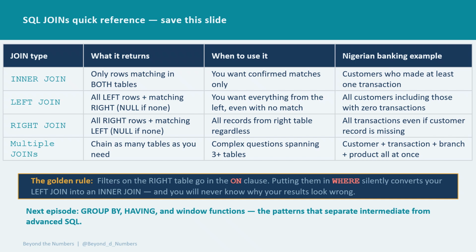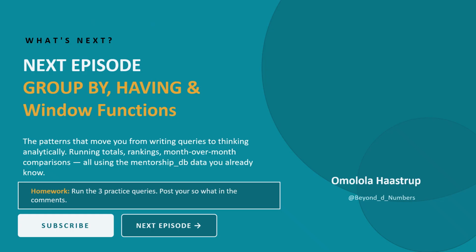So in our next episode, we are going to talk about GROUP BY, HAVING, and the window functions: rankings, running totals, month over month comparisons, the patterns that move you from intermediate to advanced SQL. So that is all for today's episode. You now understand how to connect your tables. You now understand how to use your inner and left joins. And you know when to use the WHERE and when to use the ON rule.